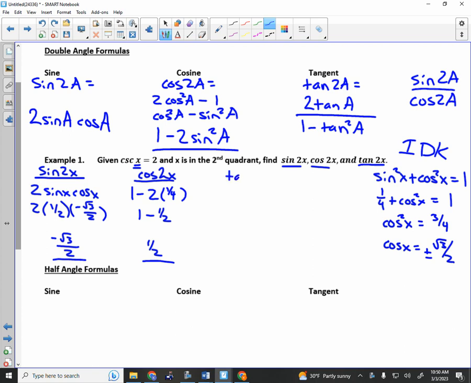And so tangent of 2x is going to be sine of the double angle, which is negative root of 3 over 2, divided by 1/2. Multiplied by the reciprocal, and I get negative root of 3. Not too bad.